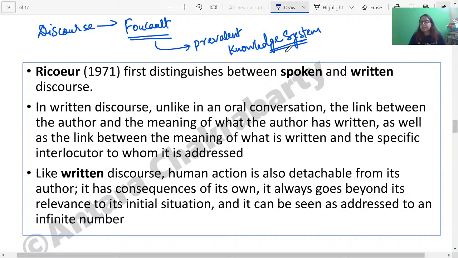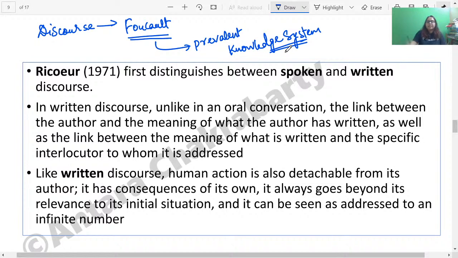However, there is another thinker known as Ricoeur who tells us that discourse can be of two types. One is spoken, another is written. A very important spoken discourse currently that is going on around us is Corona. सब लोग कोरोना के बारे में बात कर रहे हैं. But we also have a written discourse. अब written भी शायद कोरोना ही हो चुका है. But what is it like?